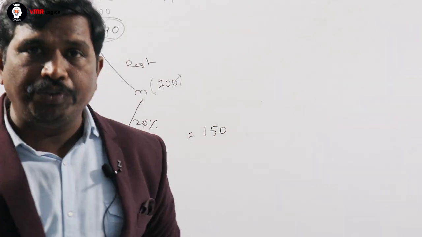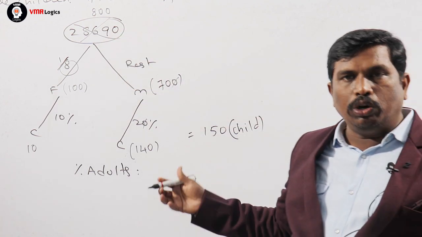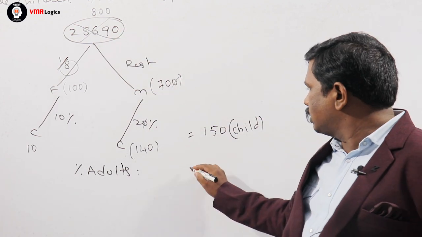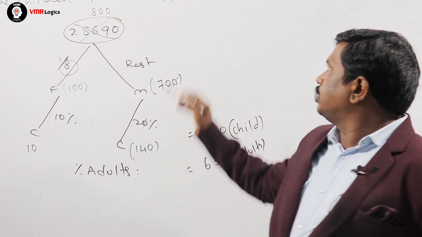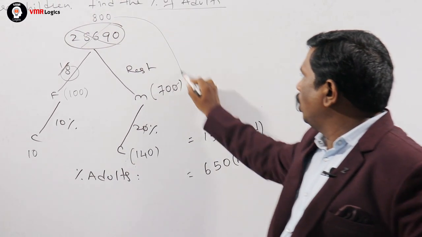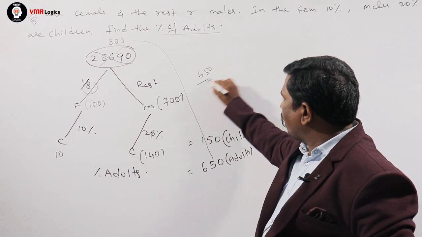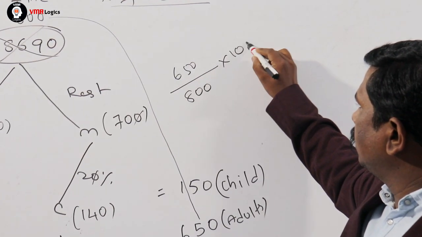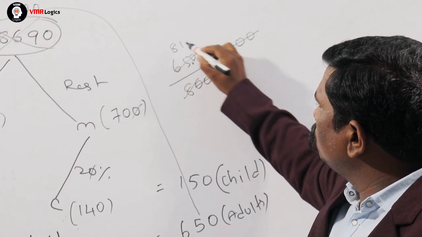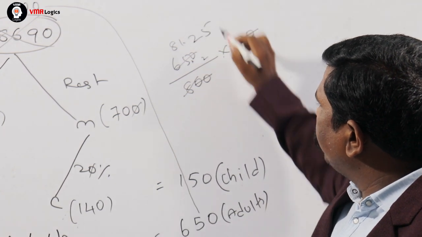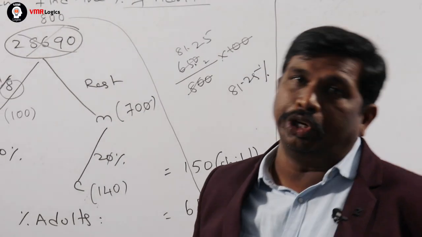Out of 800, 150 are children. So what about adults then? The rest are adults. So the rest is 650 adults. Now the question, I just want to know the adult percentage. There are 800 people, out of which 650 are adults. I just want the percentage. So simple, 650 by 800 into 100. Cancellations: 8 8s are 64, 8 1s are 8, 8 2s are 16, and so on. 81.25% is the adults. Actually, this is the way you need to calculate.